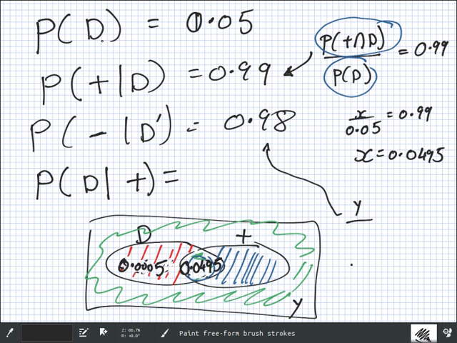What's the probability of having the disease? How many people have the disease? 5%, yeah. So, if 5% of the people have the disease, how many don't have it? 95. So that's 95. And this should equal 0.98. So again, by multiplying across, we can get the y. So what's the y here? For this one? 0.91? 931. Okay, good stuff.